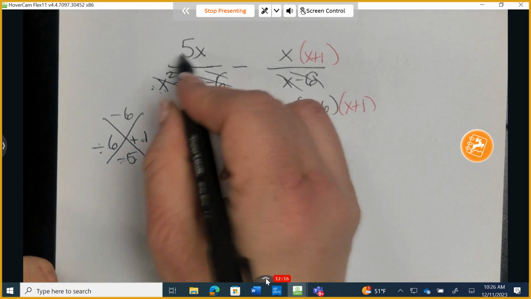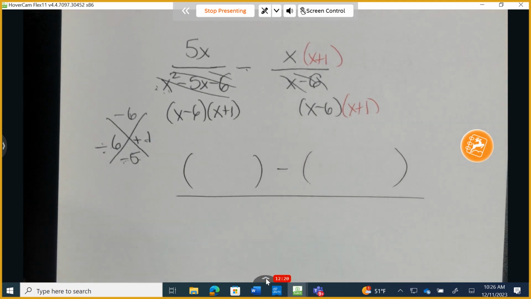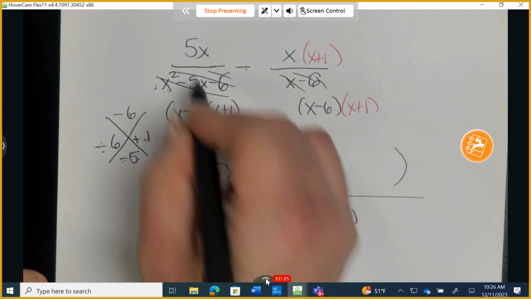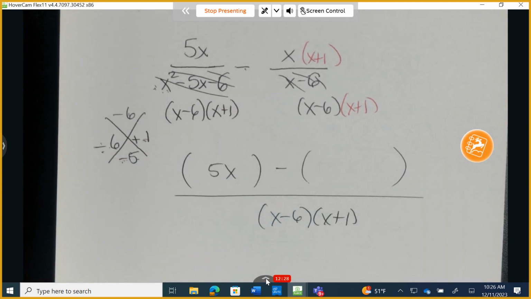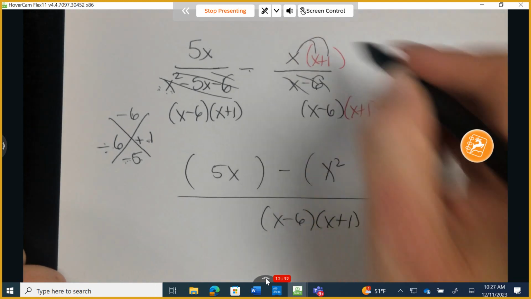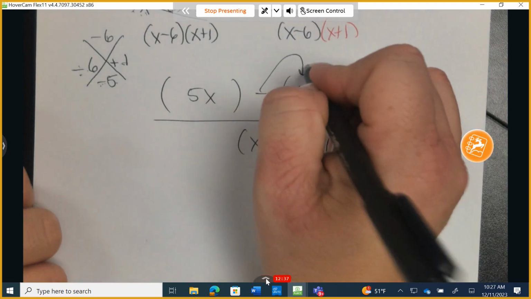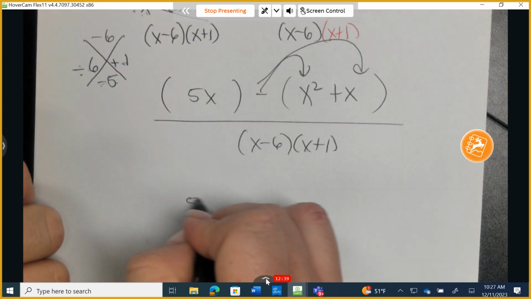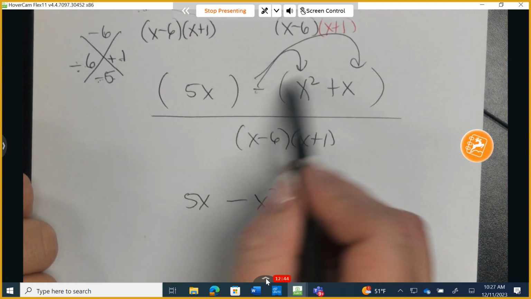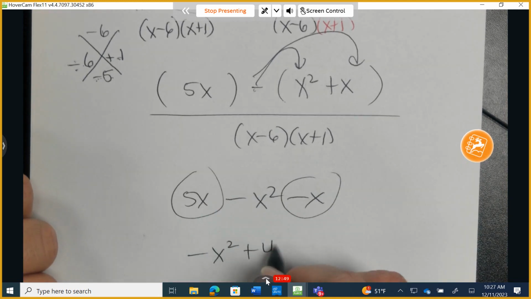Okay, I have two different tops. The numerator on the left, the numerator on the right, and they're separated by subtraction. 5x is all by itself on the left-hand side. And on the right-hand side, I have an x squared plus x. I'm going to distribute this negative sign, and I have 5x minus x squared minus x. This is just the numerator after I distribute. I end up with negative x squared plus 4x.